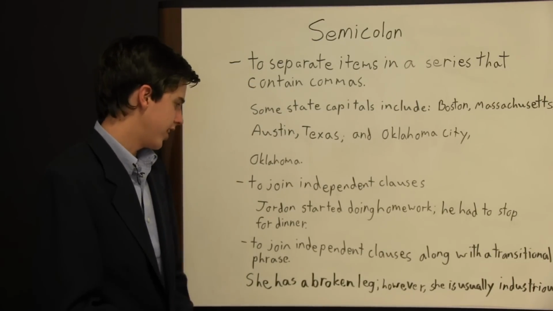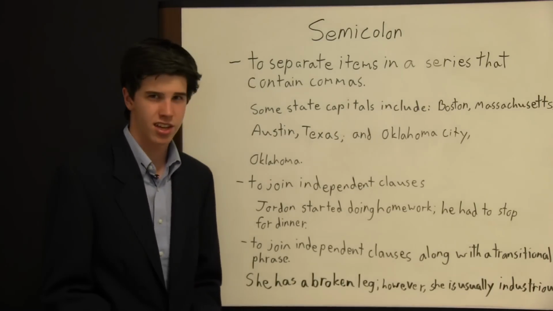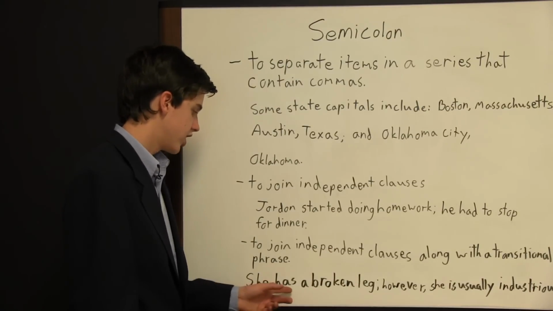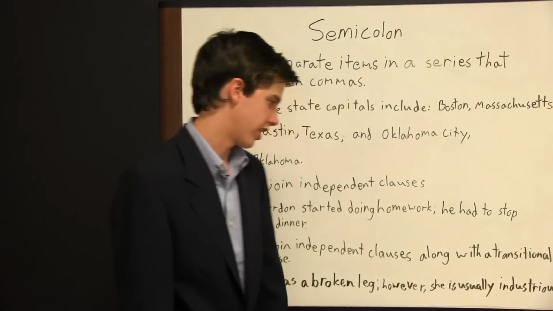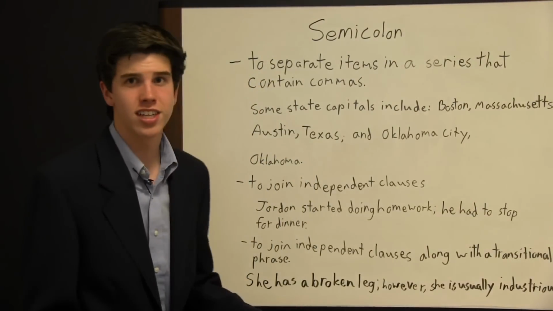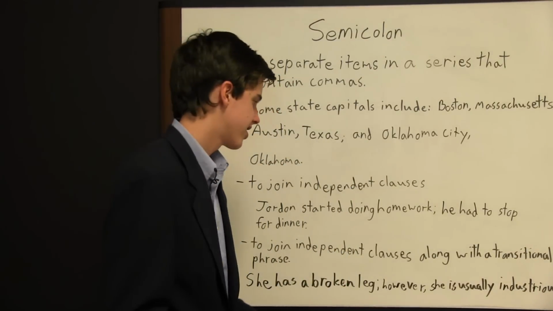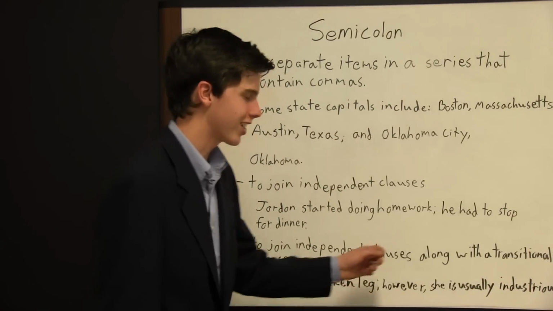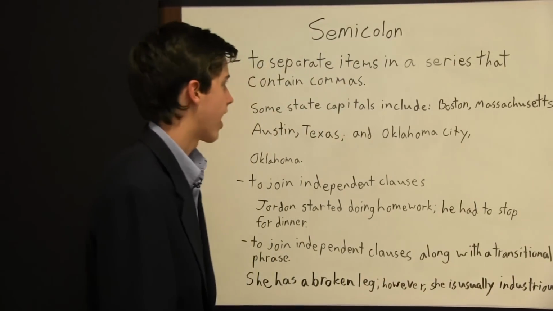The third case would be to join independent clauses along with a transitional phrase. So transitional phrases would be like, however. So, she has a broken leg; however, she is usually industrious. There's a variety of transitional phrases like however, of course, or thus, along with many more. And so you would use a semicolon, then you use the transitional word or the phrase, and then you put a comma after that phrase.